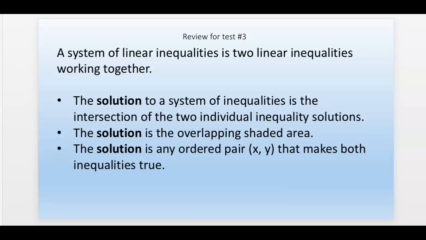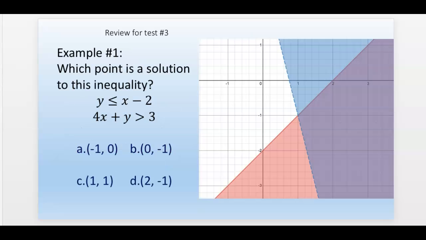And any ordered pair, any xy point that is in that shaded area makes both inequalities true. That's why it's a solution to the system. And there's lots of points that are the solution to a system, usually. Let's look at a couple examples. The first one just says, which point is a solution? Okay, which point is a solution?